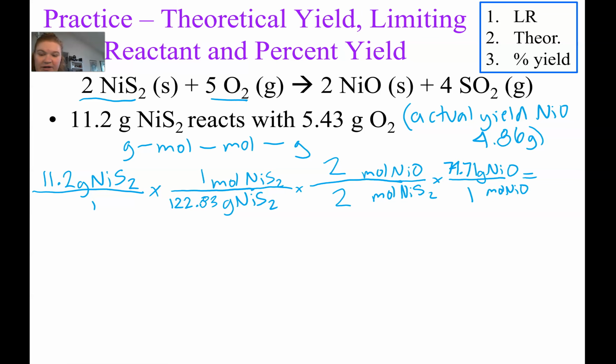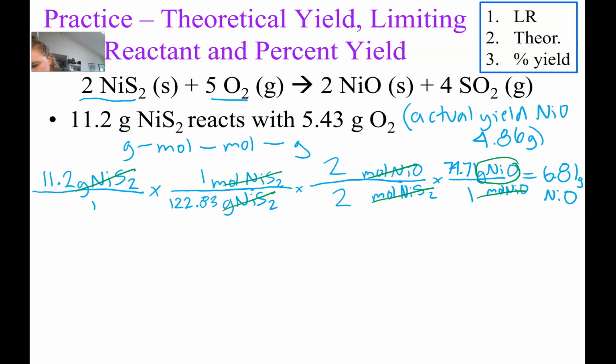So we put this in our calculator. We get 11.2 times 2 times 74.71 divided by 122.83 times 2, and my calculator tells me 6.81 grams of nickel oxide. All right, I'm going to switch colors here. Well, actually, let's check our units first. We have our grams of nickel sulfide canceling, moles of nickel sulfide, moles of nickel oxide, and we're left with those grams.